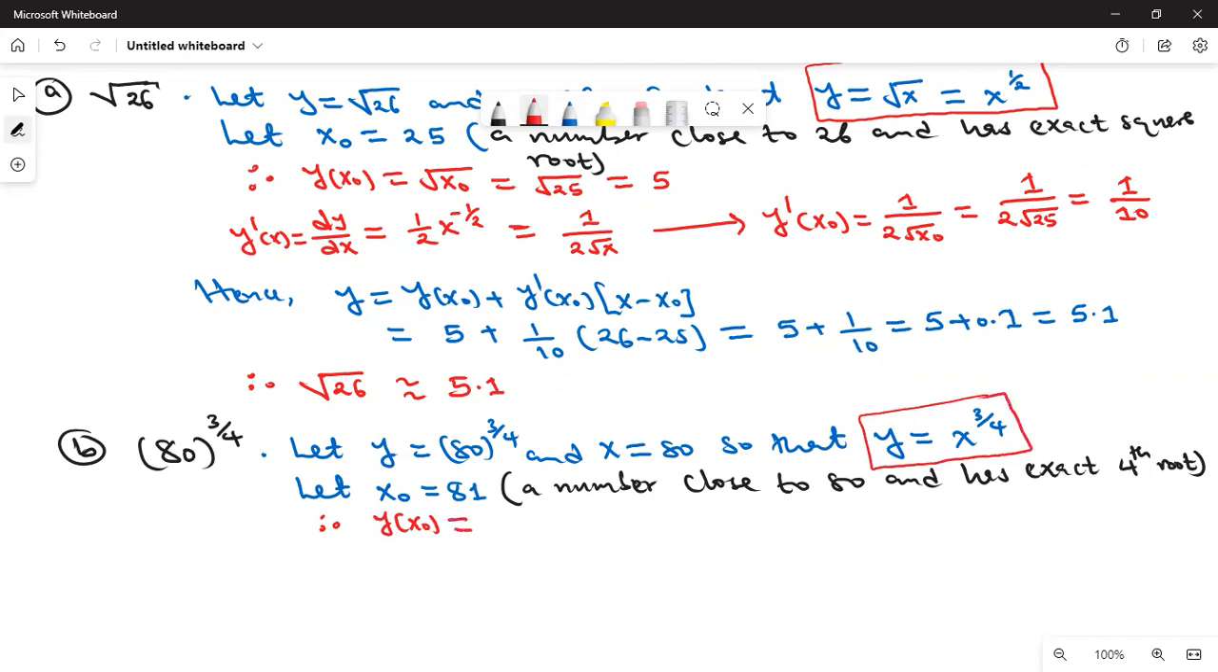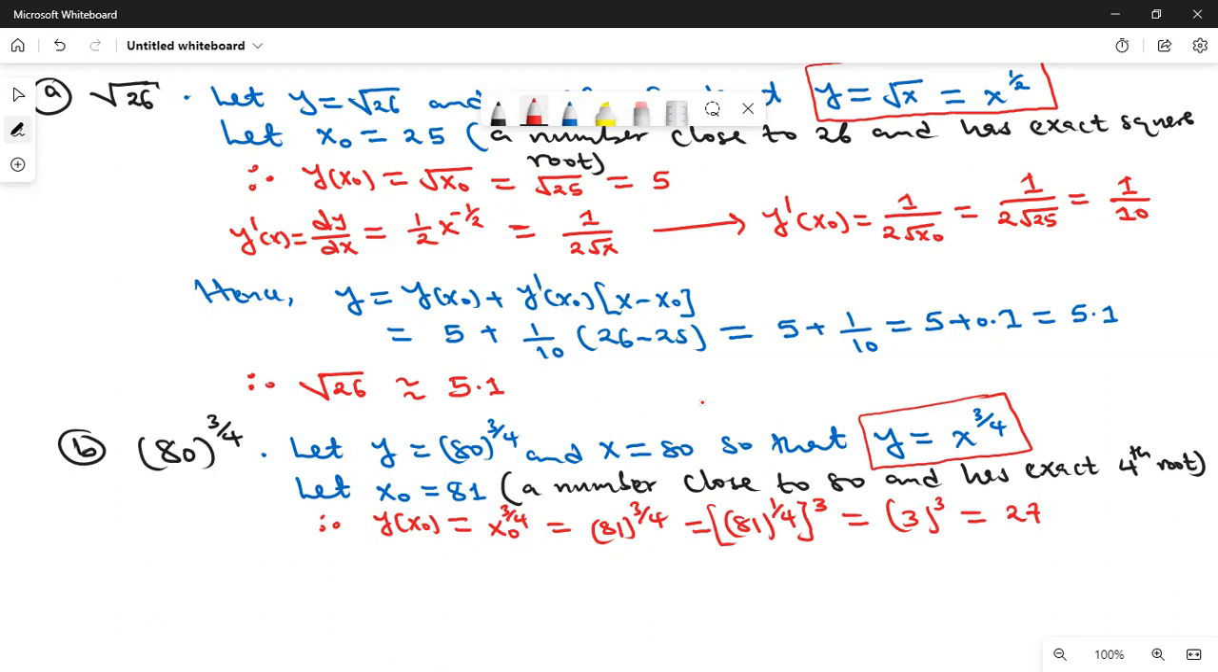y at x naught is equal to x naught raised to 3 over 4. That is simply 80. Now x naught is 81, not 80. So I'll write this as 81 raised to 3 over 4, which you can write as 81 raised to 1 over 4. Then the answer you have found, you cube it. When you write 81 raised to 1 over 4, it means the fourth root of 81, which is 3. And this answer, we now need to cube it so that we get 27. That is our y at x naught.